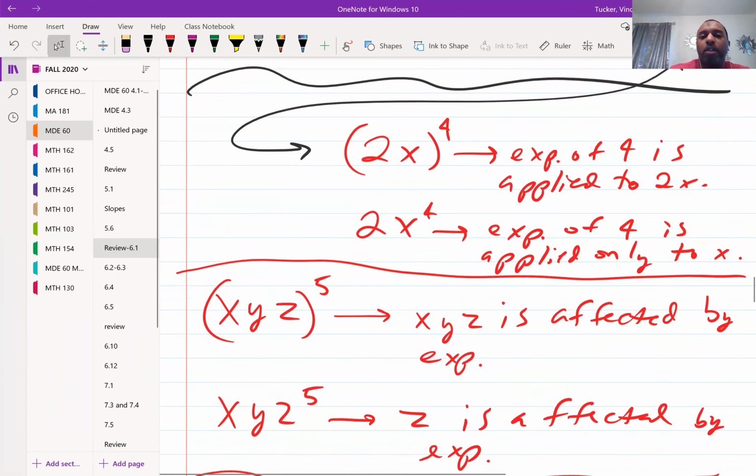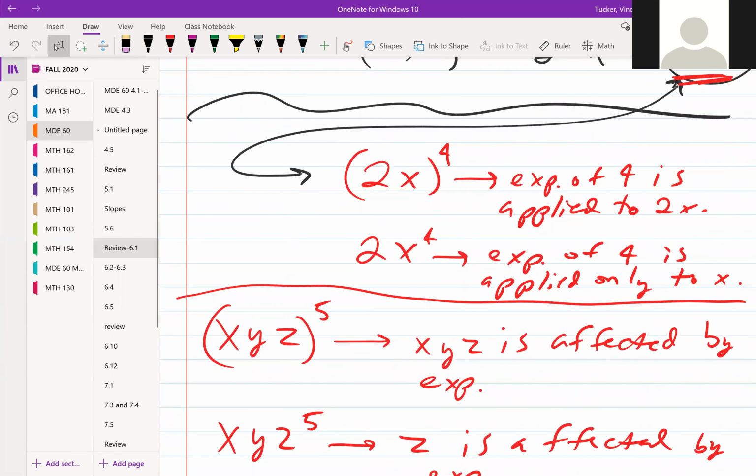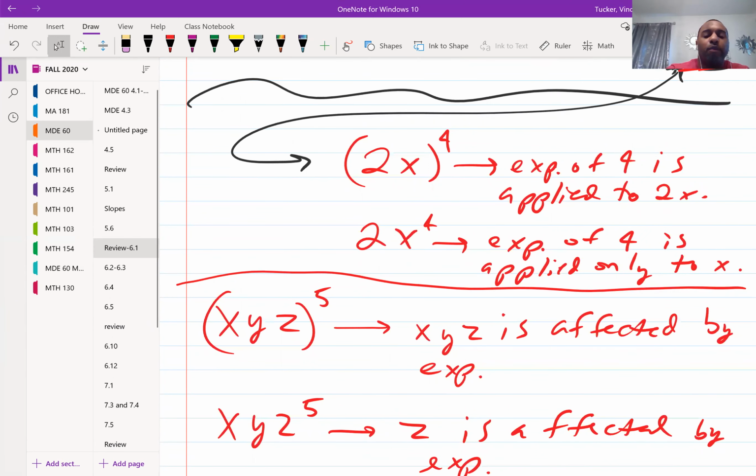All right. So when you look at this thing I was just pointing out here, if you have 2x in parentheses raised to the 4th power, the exponent of 4 is applied to the 2 and the x. If you don't see parentheses, then the exponent of 4 is only applied to the x. So you have to be careful with that. A lot of people make that mistake. You need parentheses in order for the exponent to be applied to multiple values.